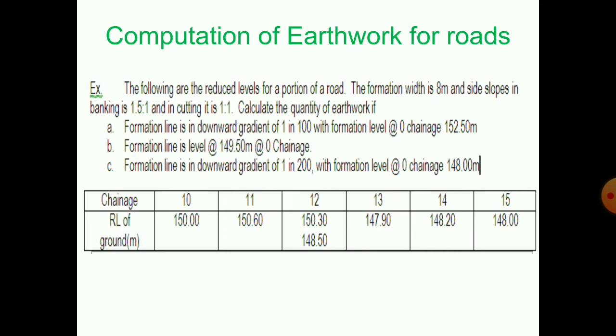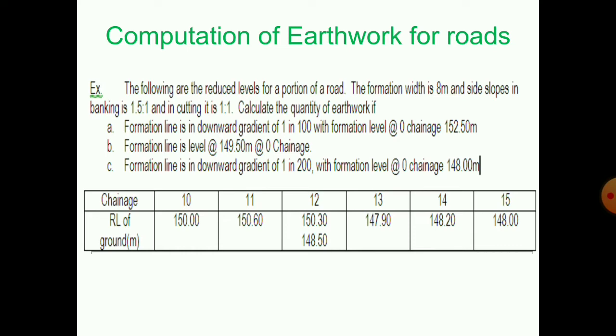Let us take a problem which consists of 3 different formation lines. Actually there are 3 problems. So here the table gives at different chainages what the ground levels or reduced levels of the ground are. You can notice by observing the table that at 12th chainage there are two elevations. That is, there is a sharp fall in the ground, from 150.3 to 148.5.